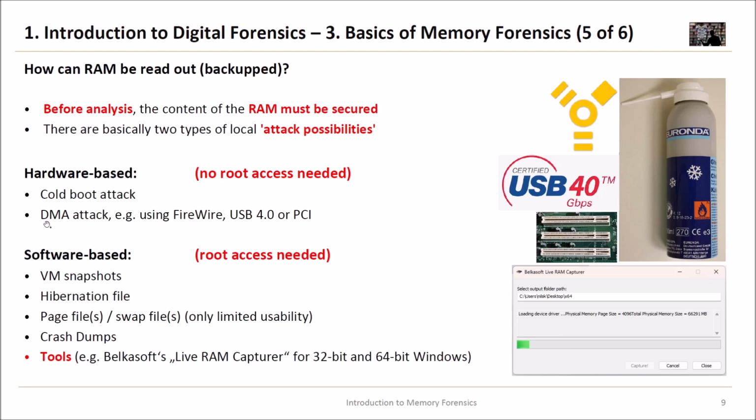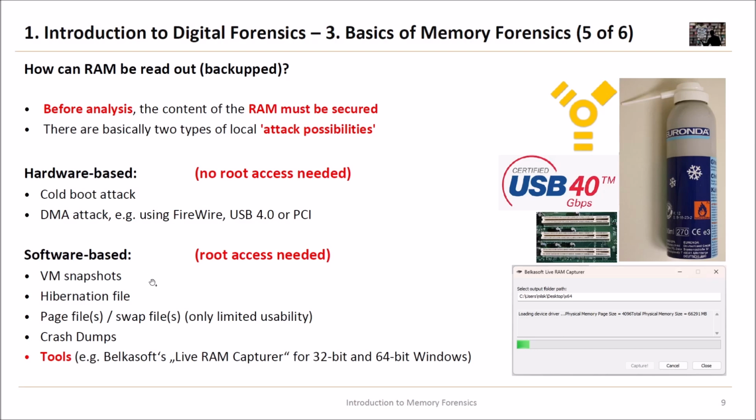Then the second part of hardware-based attacks is the so-called DMA attack. That means direct memory access. For that, you could, for instance, use FireWire, USB 4.0, or PCI, because these operate besides the actual CPU. You put in a device, and the device gets direct access to the memory, and you can just read out the memory.